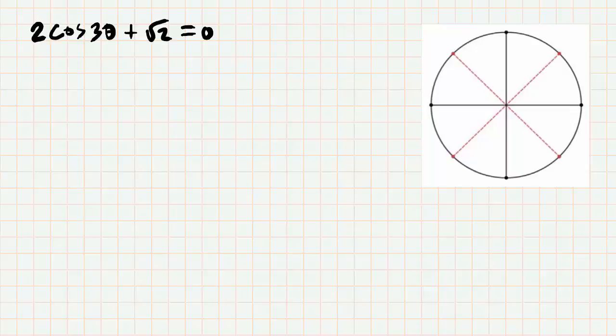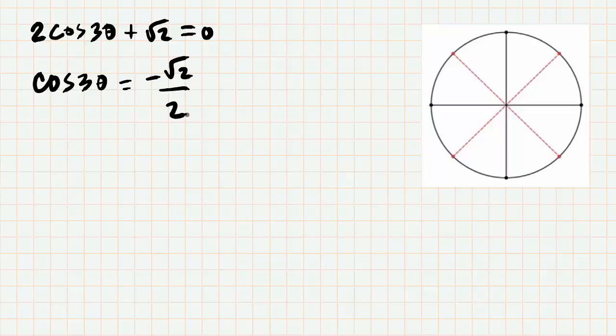Let's solve a trig equation. We see the variable term right here. There's only one trig function in this equation, so it's pretty easy to isolate that variable term. We'll subtract root 2 to the right-hand side, and then we'll divide by 2.